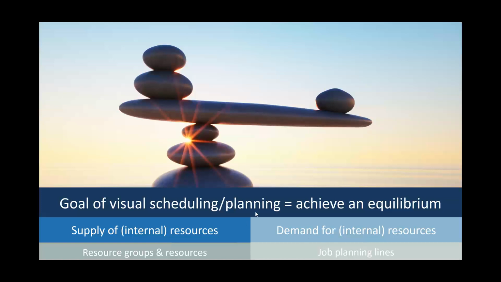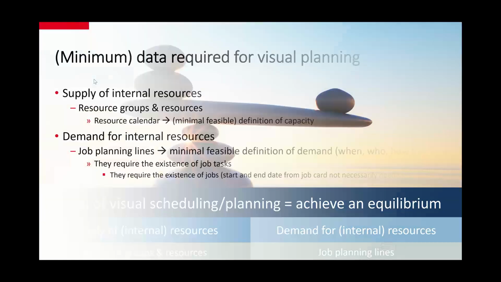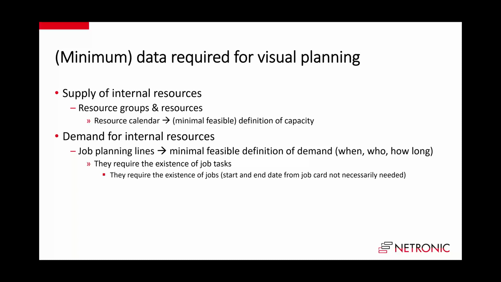So let's continue. Our scheduling and planning is to achieve an equilibrium, and when it comes to projects and resources, it's to achieve the balance between what you have set up in Business Central in resource groups and resources, and what you require from these resources, which is specified in your job planning lines. So from the Business Central data point of view, the minimum requirement that we have with our Visual Job Scheduler is the definition of the internal resources.